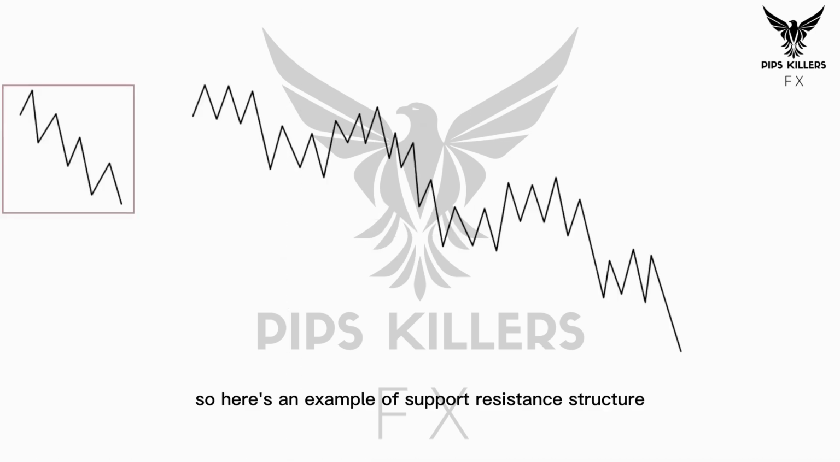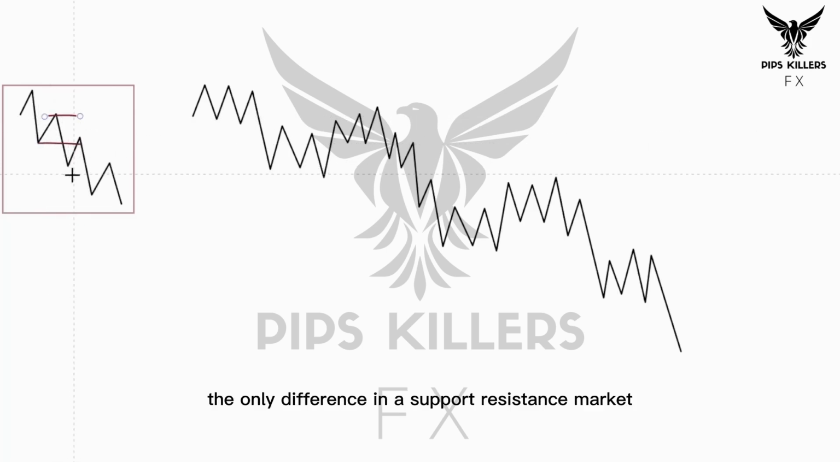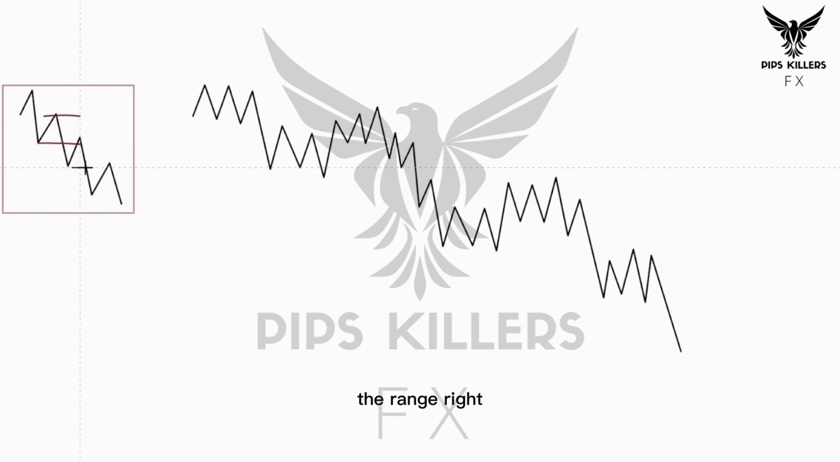So here's an example of support resistance structure when it comes to the macro and your micro. So it's basically the same concept as our supply and demand structure. So you're looking to trade in line. So again, you're focusing on the range. Everything comes back to the range. The only difference in a support resistance market is that price does not come back deep inside of the range, right?